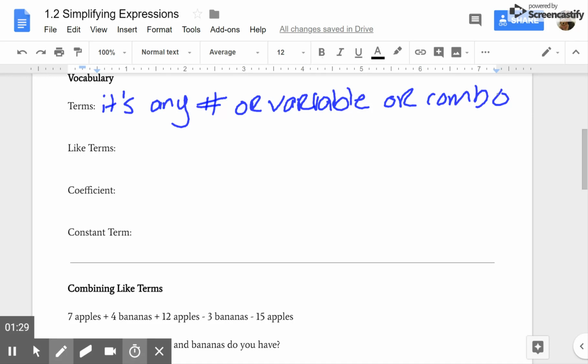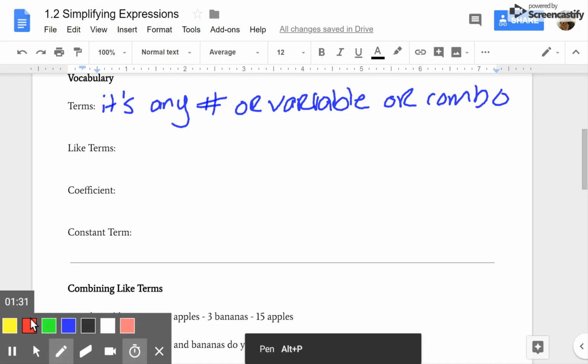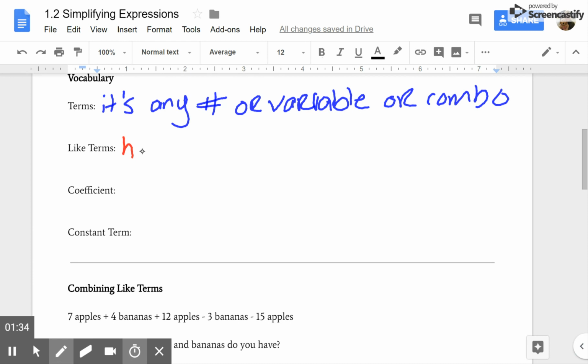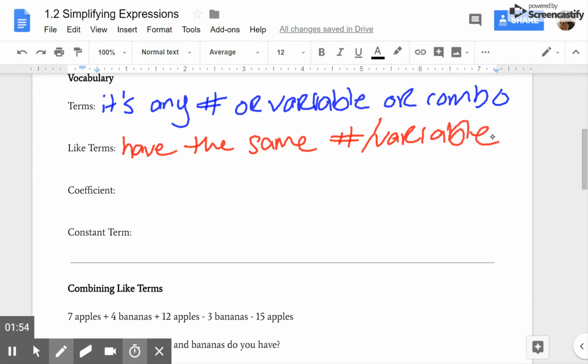Like terms have the same number or variable, whatever the combo may be. So if it's 2x, like terms would also have an x. So they're ones that you can put together.